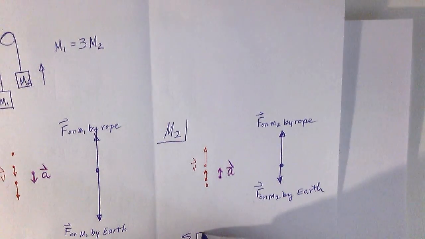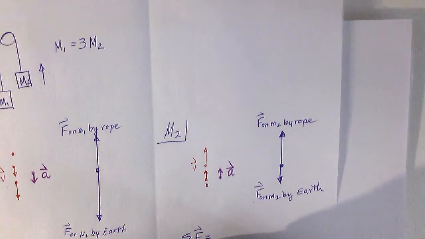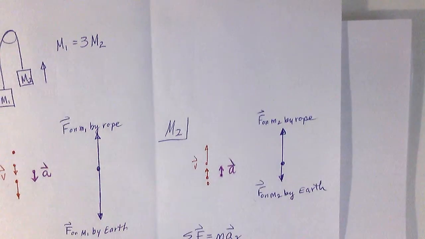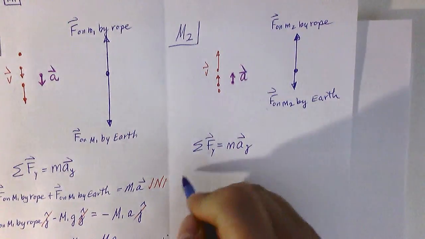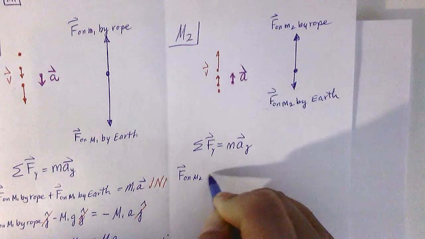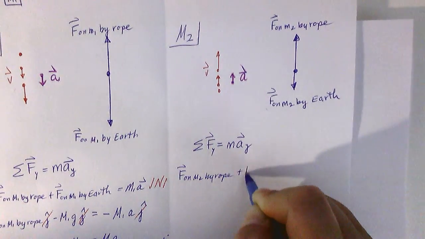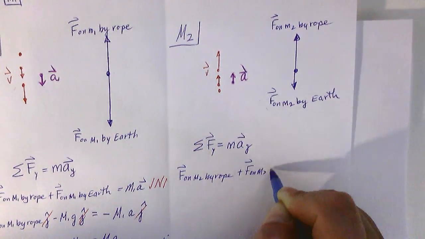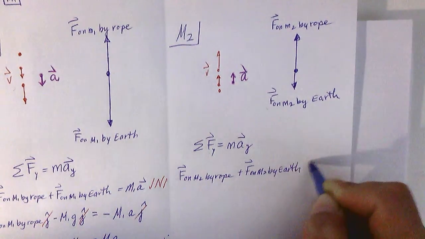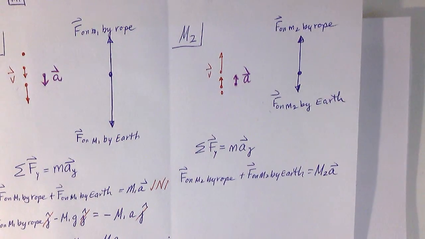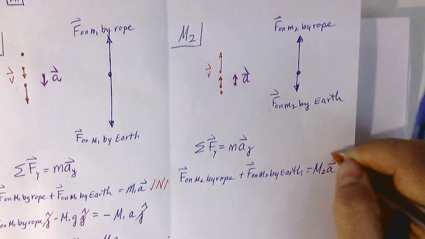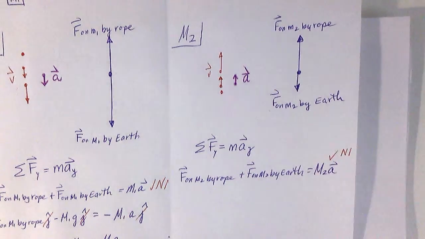So I'm going to go over to M2 and see if M2 can give me the answer. Okay, so we're going to start again. The sum of the forces in the y direction is equal to M A sub y. Substituting in from my free body diagram, I have force on M2 by rope plus force on M2 by earth, and that is equal to M2 A. Am I accelerating in this problem? Yes, I am accelerating. Newton's first law.